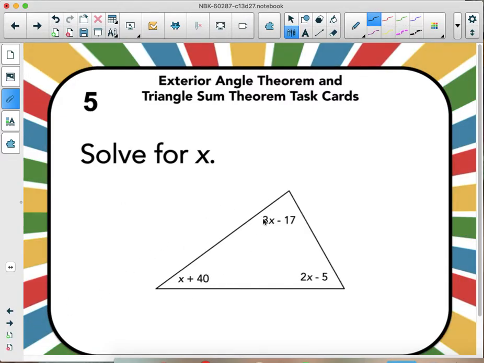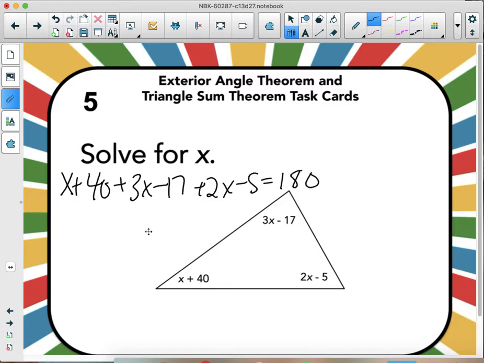Another one, all three angles are given to us inside of my triangle. So I would just be adding all of them up and putting them equal to 180. So again, I'm just adding all three of my angles together. So x plus 3x plus 2x. Again, this one will get me 6x.